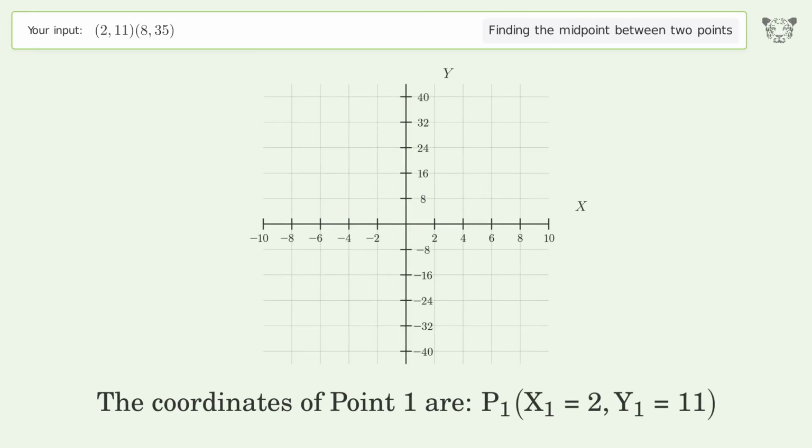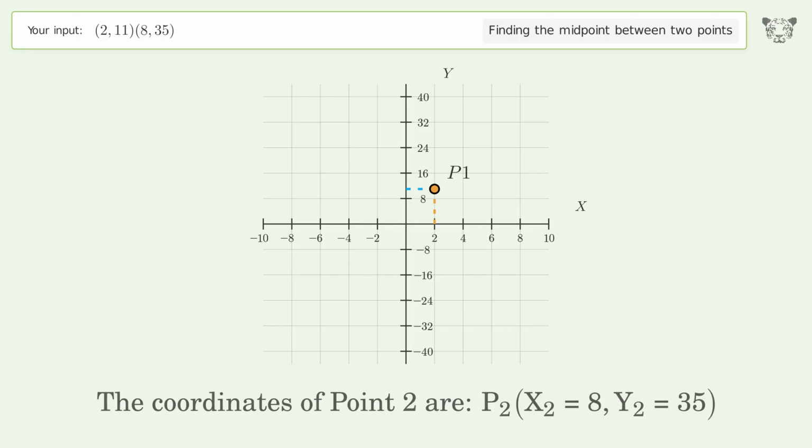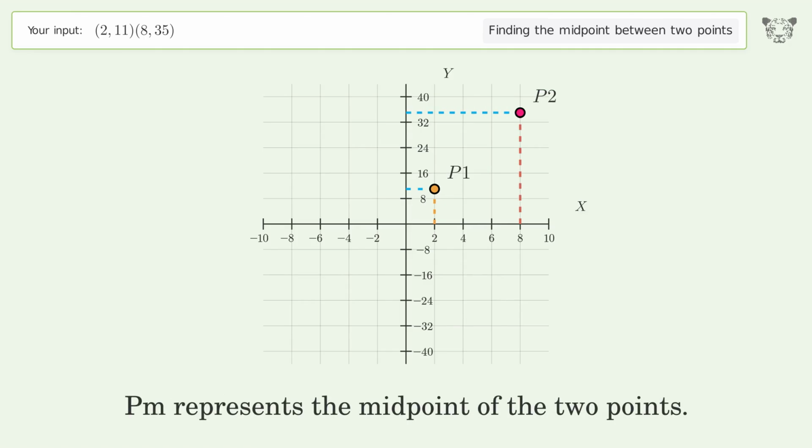The coordinates of point 1 are x1 equals 2, y1 equals 11. The coordinates of point 2 are x2 equals 8, y2 equals 35. PM represents the midpoint of the 2 points.